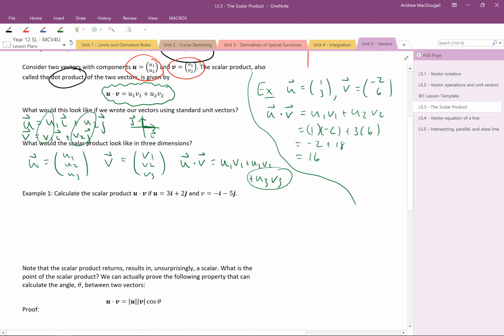Okay, so here's an example. Let's calculate the scalar product u dot v if u is 3i plus 2j and v is -i minus 5j. And remember, this is the same as saying u is (3, 2) and that v is (-1, -5). So u dot v is u1 v1 plus u2 v2, which is 3 times -1 plus 2 times -5, so -3 minus 10, which is -13.